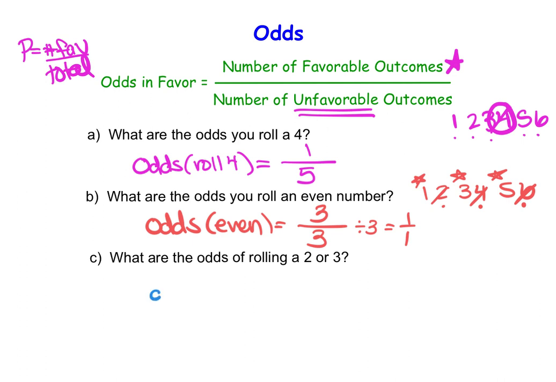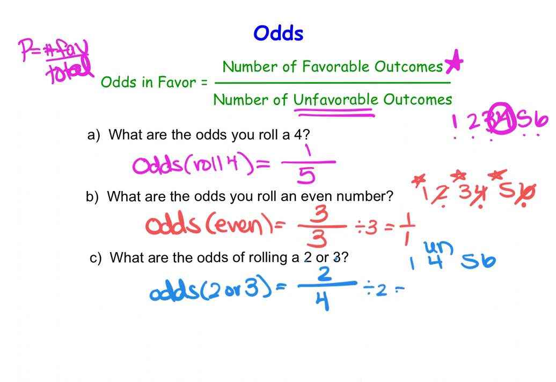And then finally, the odds that we roll a 2 or 3. So favorable, we have 2 or 3, which is 2. We have 2 favorable outcomes. And then we have 1, 4, 5, and 6, which are our unfavorable outcomes. So we have 4 in the bottom. So we have 2 favorable to 4 unfavorable. These are each divisible by 2, so our odds would be 1 to 2. So notice that slight difference between probability and odds.